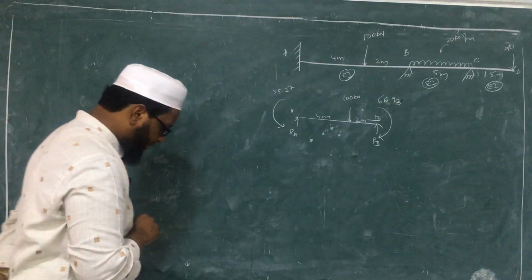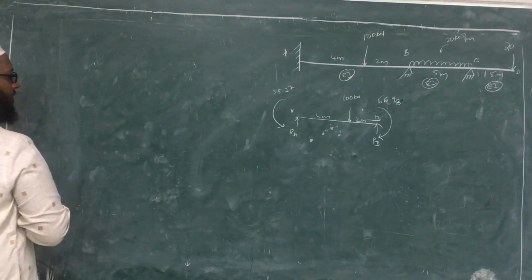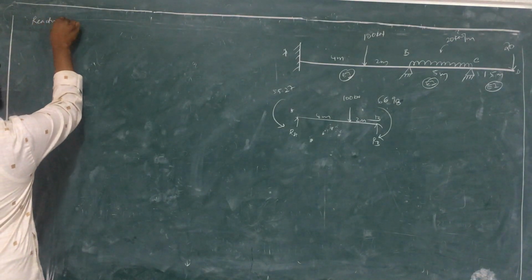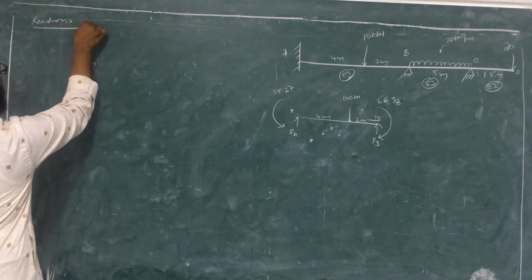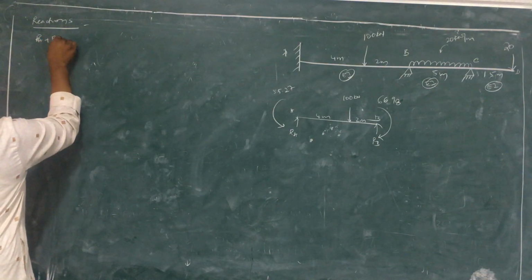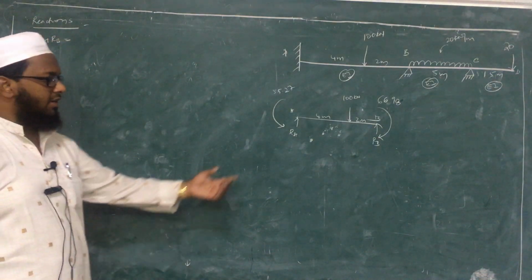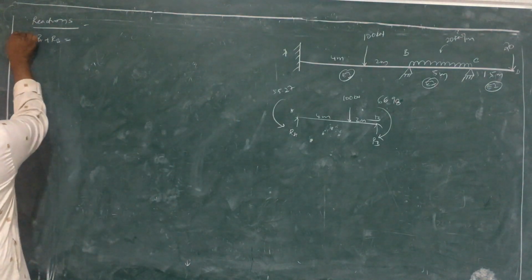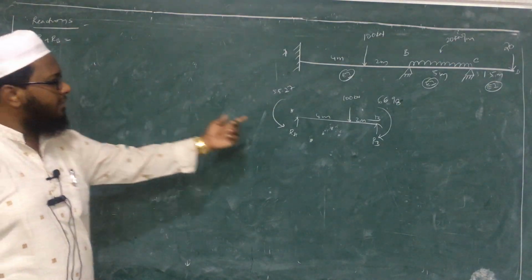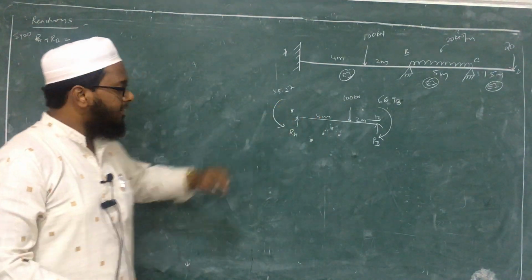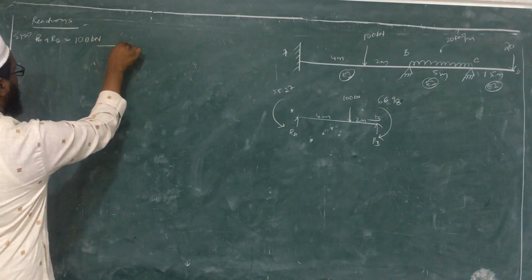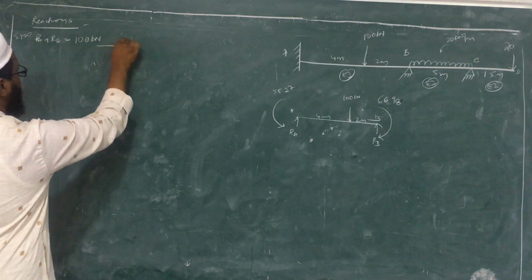Now this one I will name as RA, this as RB. RA and RB we can calculate with the help of sigma x, sigma y equal to 0, isn't it? So we have to calculate reactions. RA plus RB, that is sigma y equal to 0. So RA plus RB is equal to 100 kilonewton. No any other vertical force.